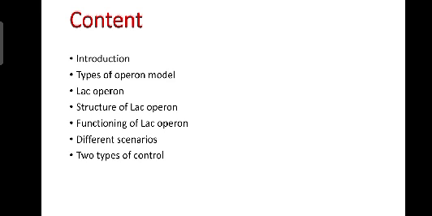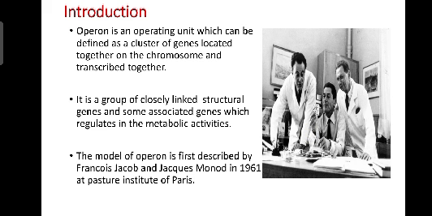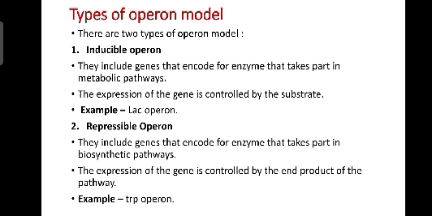These are my contents. Now, introduction. Operon is an operating unit which can be defined as a cluster of genes located together on the chromosome and transcribed together. It is a group of closely linked structural genes and some associated genes which regulate the metabolic activities. The model of operon was first described by Francois Jacob and Jacques Monod in 1961 at Pasteur Institute of Paris.